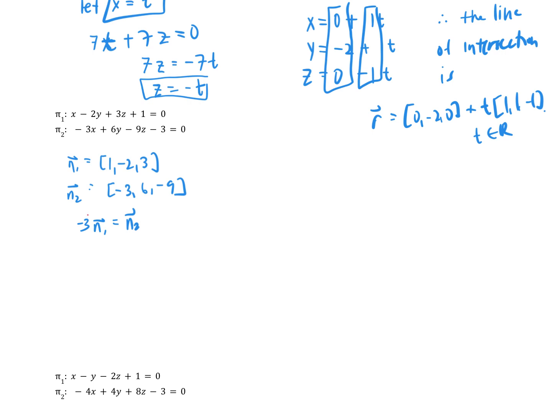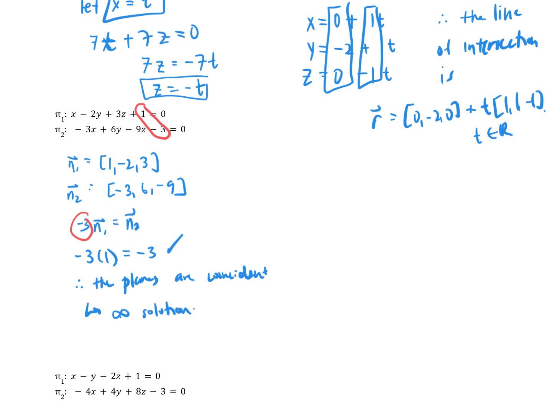So if I can use this exact same scalar on the constants, then they're coincident as well. So let's see, -3 times 1 gives me -3, which is the constant for plane 2. So that means, therefore, the planes are coincident. This means infinite solutions. Any point on the plane is a point of intersection.